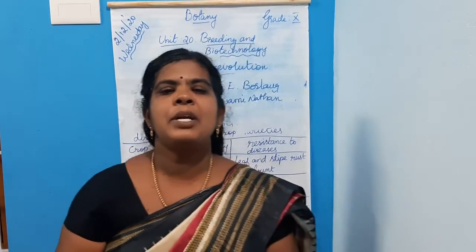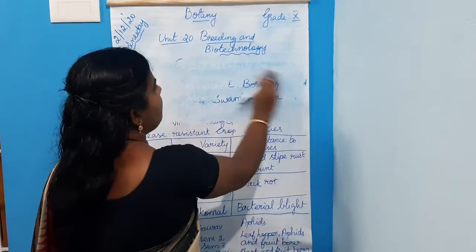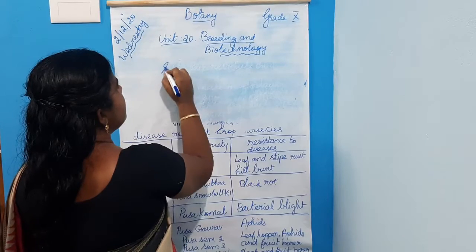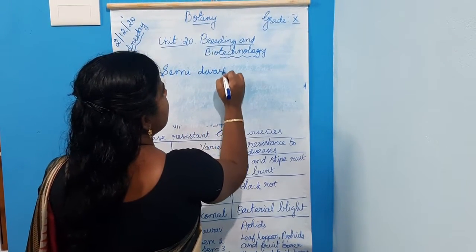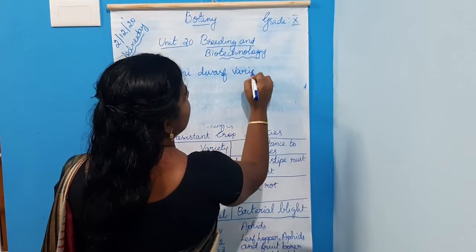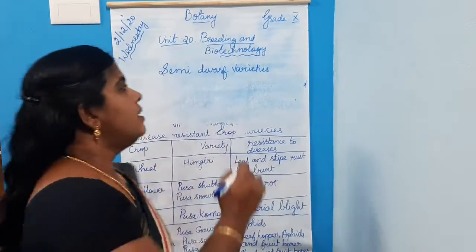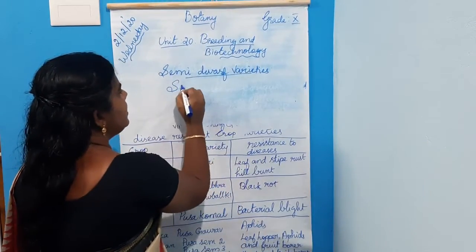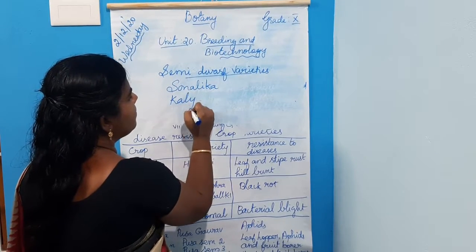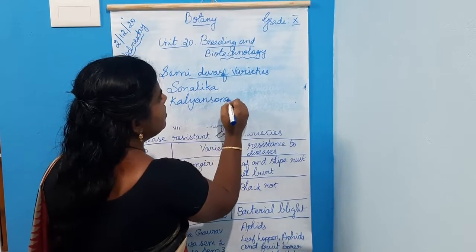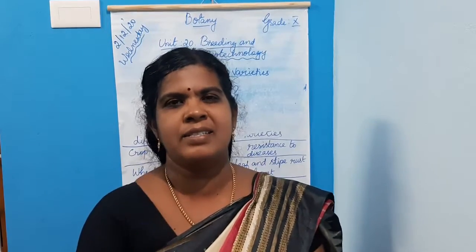So by applying these technological methods, new varieties were introduced in India. For example, semi-dwarf varieties in wheat and rice plants. Okay, Sonalika and Kalyan Sona. These are the two important semi-dwarf varieties.